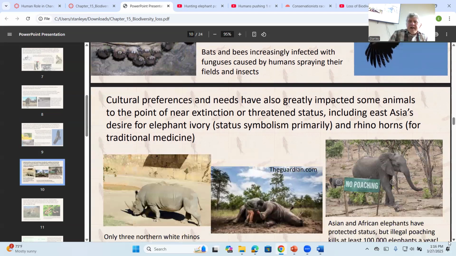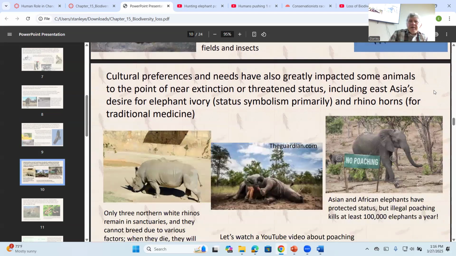When we talk about overhunting, this can also be based on cultural preferences. Why do elephants and rhinos often get hunted? Because they're tasty? No, most of the time they don't. It's about the ivory, right? Increasingly nowadays it's mostly destined for Asia, but until the mid 20th century, most of it was also going to Europe.